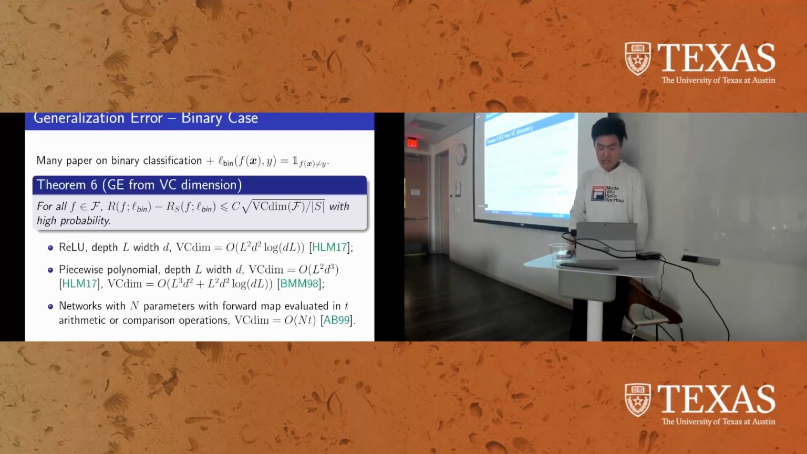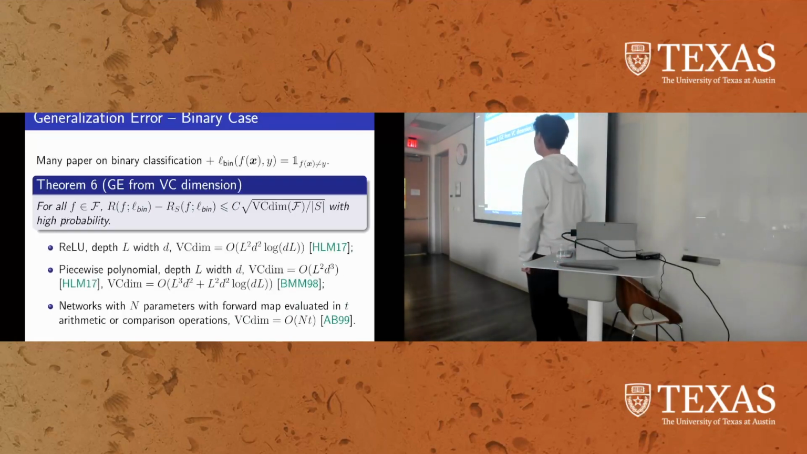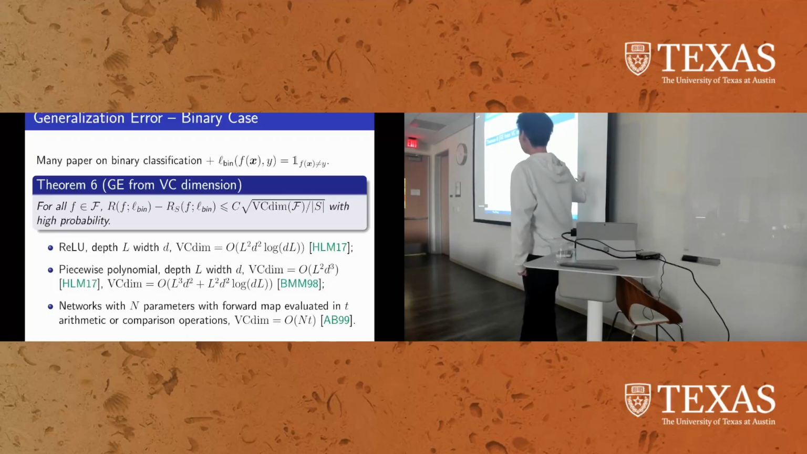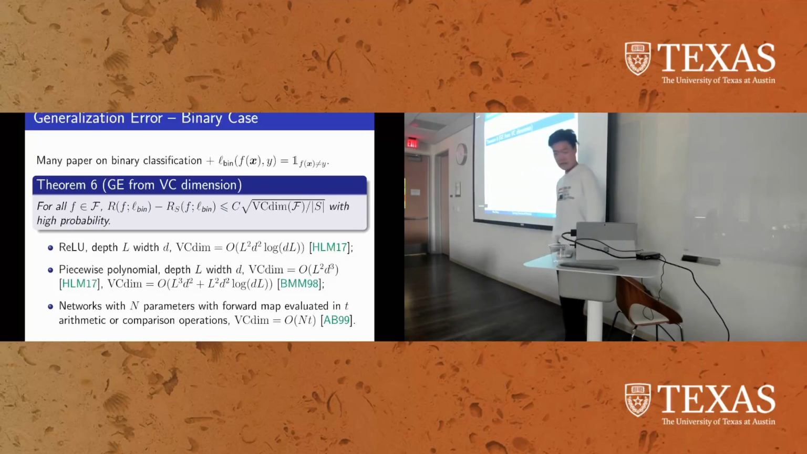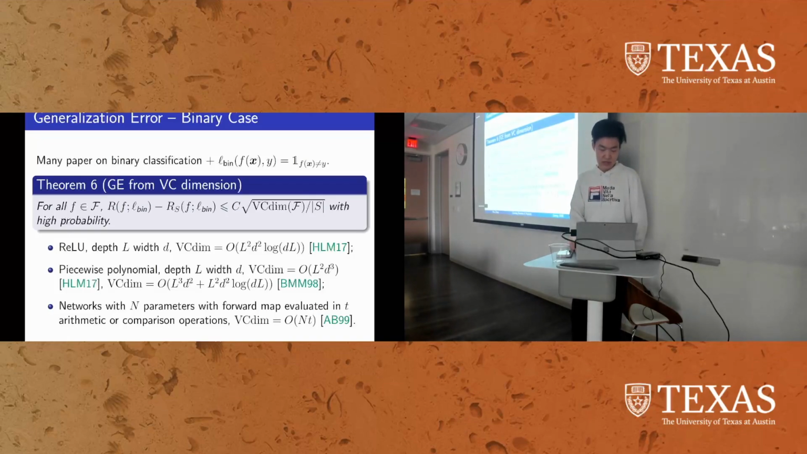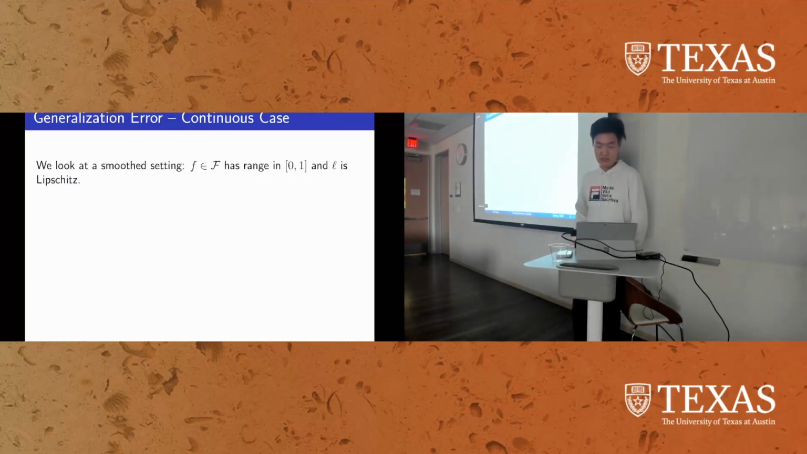And of course, many works have been done to control the VC dimension of certain hypothesis spaces. This includes fully connected ReLU networks, fully connected piecewise polynomial networks, which extends ReLU. And also in the most general setting, this can be any network that has at most n parameters and requires at most t arithmetic or inequality operations to forward your feature. So in this case, we are interested in this more general setting.